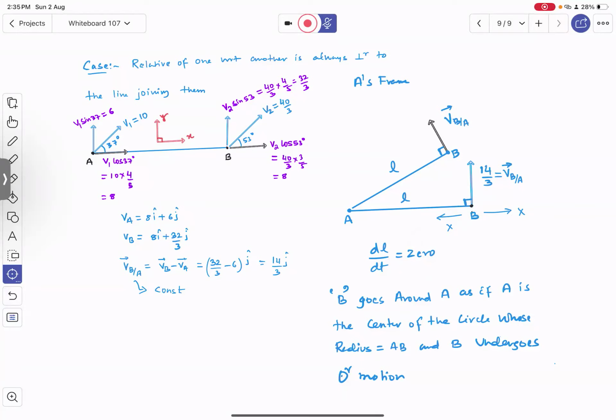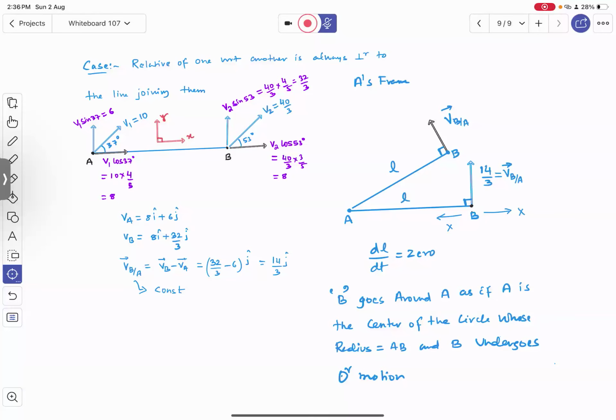I hope this point is clear to all of you. Anyone having any doubt, I'll explain again. Clear or not clear, you must take it like a fact: if the velocity of B with respect to A is perpendicular to the line AB, then the distance between A and B will not be changing. Okay.